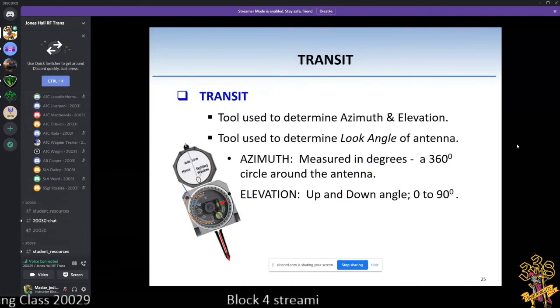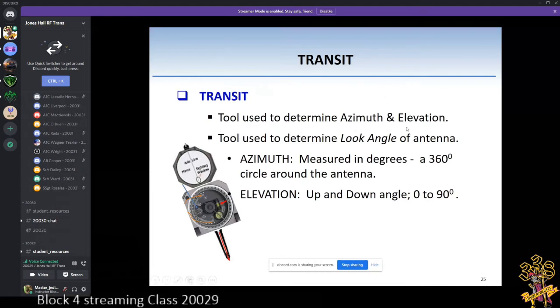Have you all used the transit yet? No, ma'am, I don't believe so. Okay. Well, I'm just going to briefly look at it because it's kind of difficult to explain it here on a slide without you having one in your hand. But at least this way you'll have an idea of what it is.